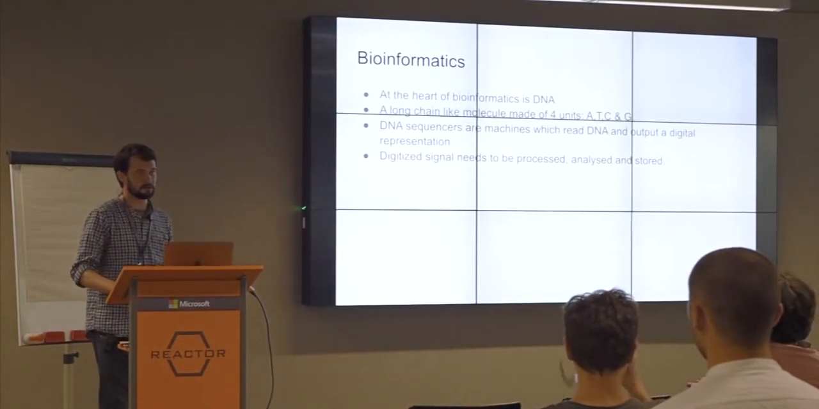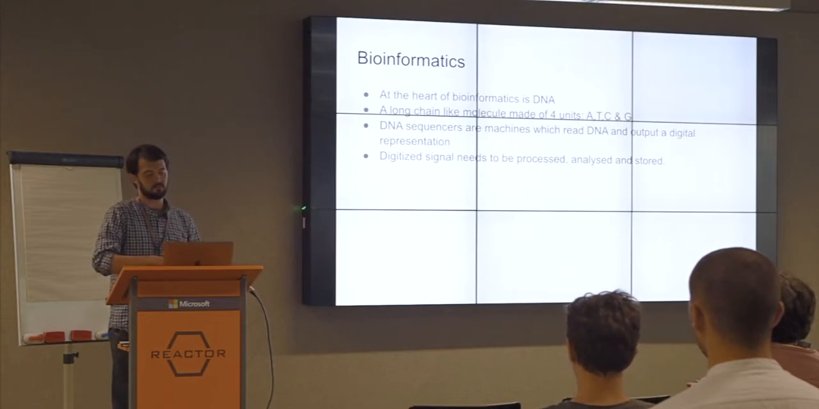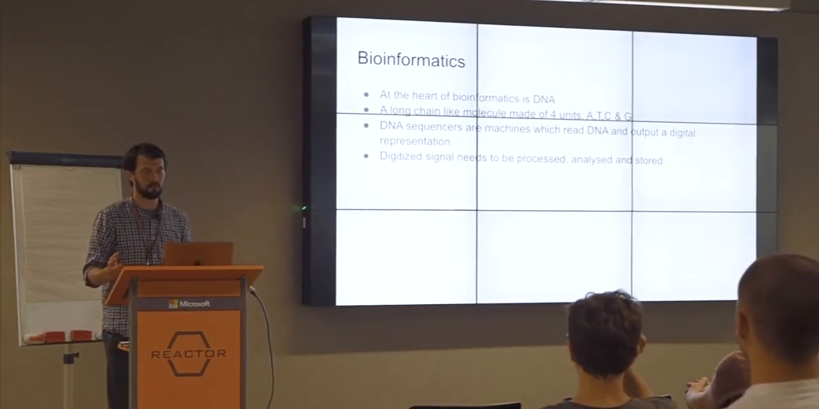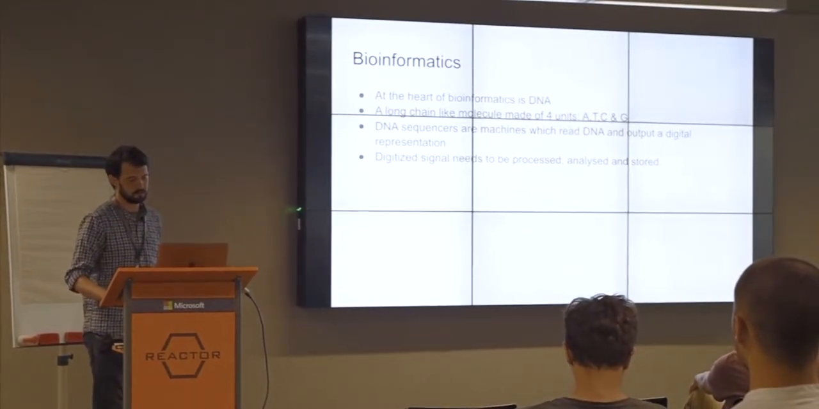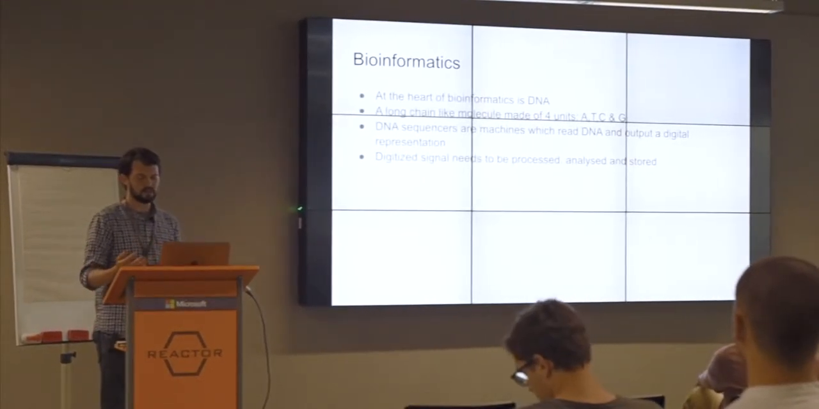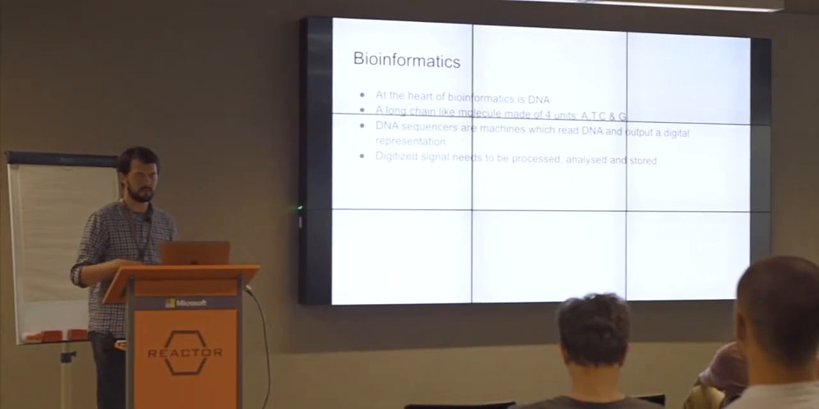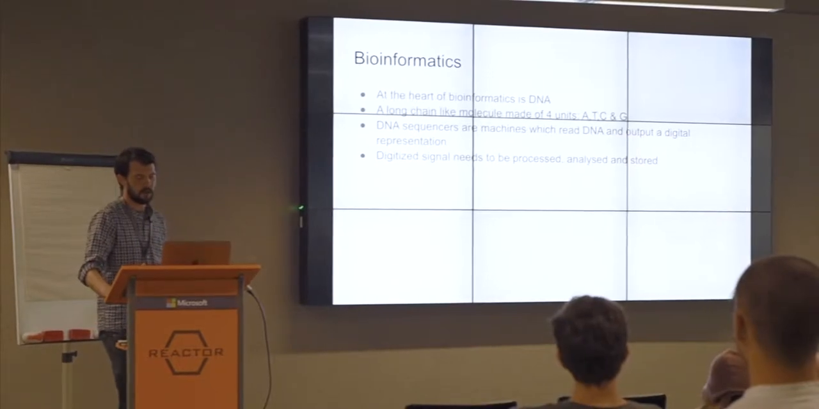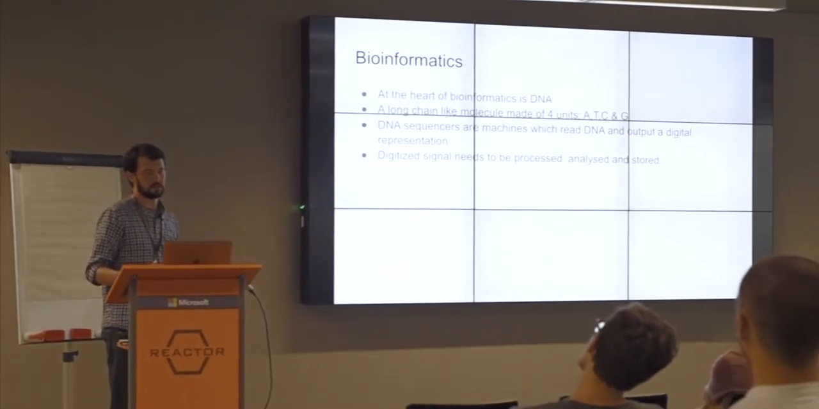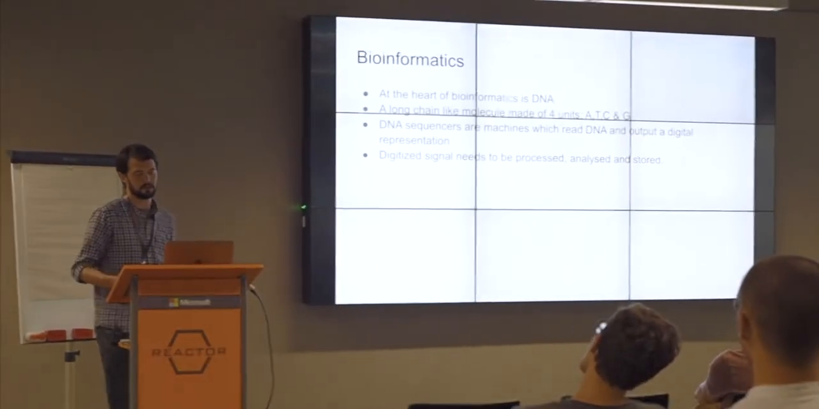At the heart of bioinformatics is DNA. It's this really long molecule made up of 4 chemicals, and we use the symbols A, T, C, and G to represent them. We have machines called DNA sequencers which read the DNA and digitize that string. And all this digitized data needs to be processed, analyzed, and stored.